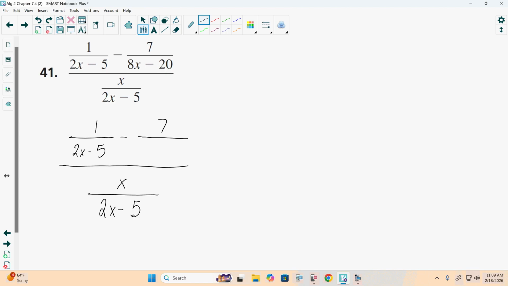And it's mainly with that 8x minus 20. Because our gut reaction, especially at this point here, is to go, we know we need 2x minus 5 for sure. Because one of the fractions on top has 2x minus 5, one of the fractions on bottom has 2x minus 5, so we multiply by it. But we also have the 8x minus 20, we would multiply everything by also.